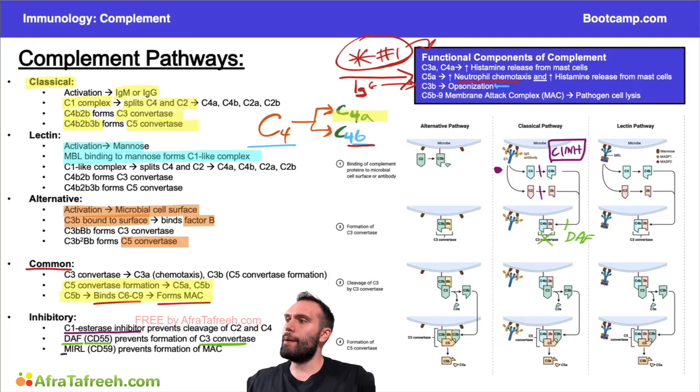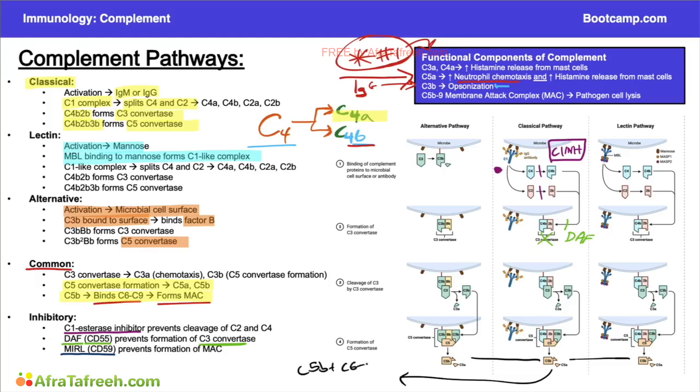And the final one on here is the membrane inhibitor of reactive lysis, CD59, which is going to prevent the formation of the membrane attack complex. So in all of these, it's going to combine with C6 through C9, and this is going to make our MAC, which is essentially going to be C5b through C9. And what this CD59 is going to do is inhibit at this step. I'll just put MIRL here for membrane inhibitor of reactive lysis. So that's what that stands for. And again, it kind of looks like the MAC name, and that's maybe one way to remember it. It's essentially inhibiting this step, preventing the formation of the membrane attack complex.